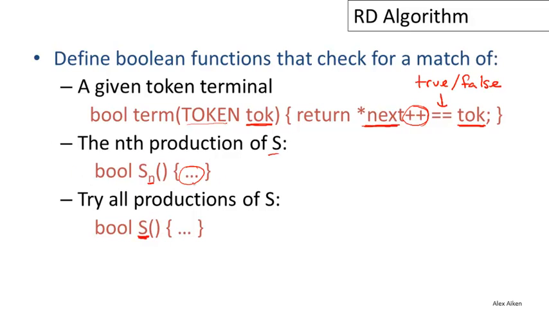All right, so we're going to have two classes of functions for each non-terminal. One class where there's one function per production, and it checks just whether that production can match the input, and then one that combines all the productions for that particular non-terminal together and checks whether any of them can match the input. Okay, that's the general plan.